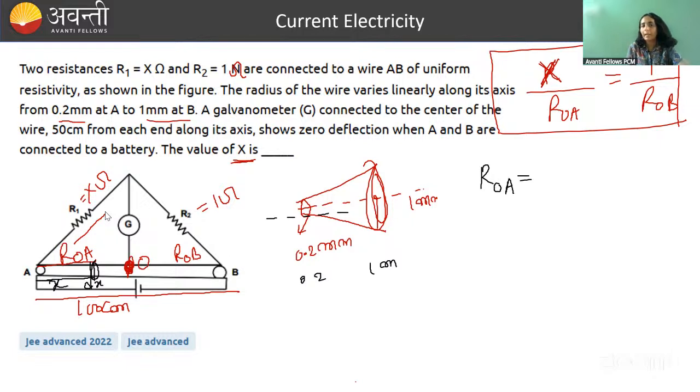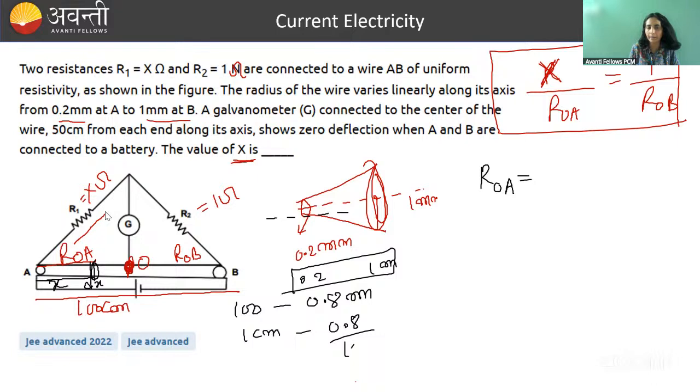What does it mean? It means that, what is the change of this radius? Change of this radius is 0.8 millimeter, and this change has happened uniformly. So for 100 centimeter, how much change happened? 0.8 millimeter. So for 1 centimeter, how much change will happen? 0.8 by 100. Again, remember, unit को सही से लिखना. यहाँ पे this is in millimeter and this is in centimeter. So what will be the change that has happened for x length? तो x length के लिए तुम्हारा change क्या हो जाएगा? 0.8 by 100 into x.